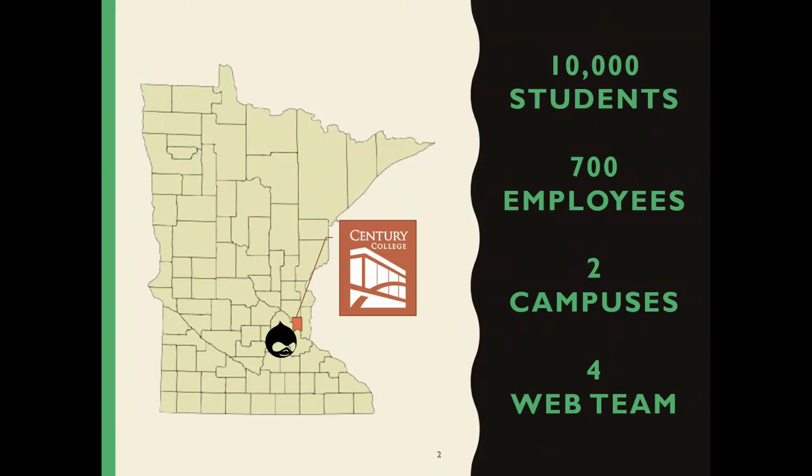All right, so Century College, if you're not from the area, is located in White Bear Lake, Minnesota, which is just a little bit north, so the little Drupal icon is where we are approximately. And then White Bear Lake is just a little northeast. So we serve right around 10,000 students, ebbing and flowing over the years. We have 700 employees. There are 2 campuses, an east and a west. Don't think of it as like U of M, east and west. It's divided by a highway, not a river.